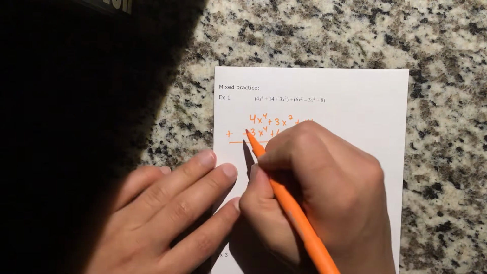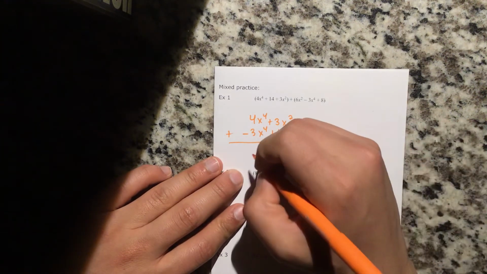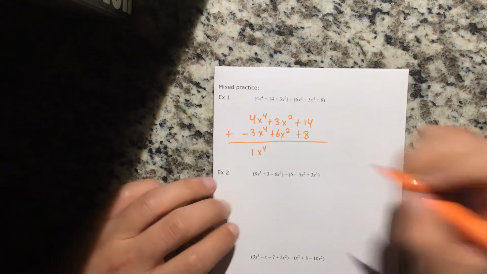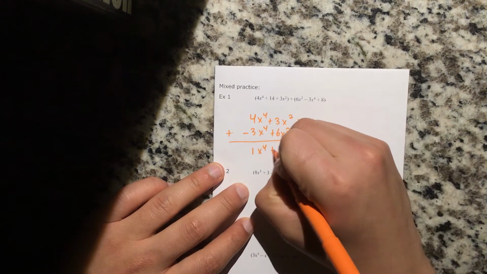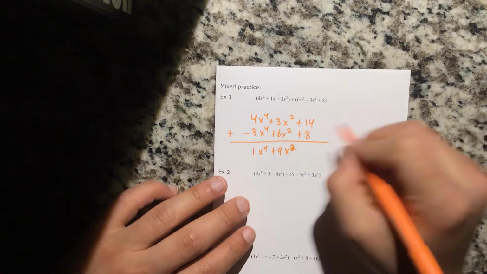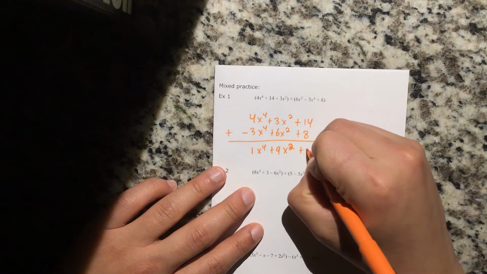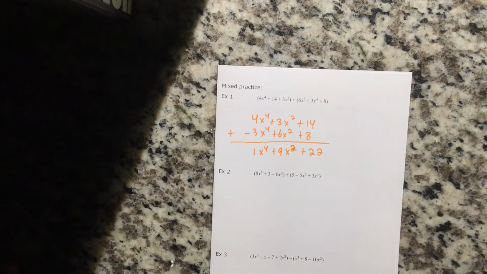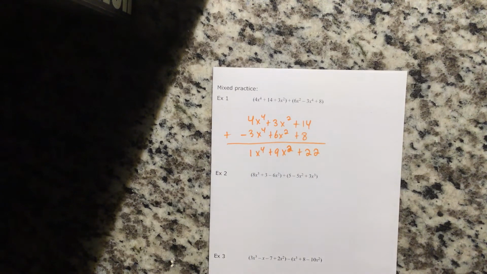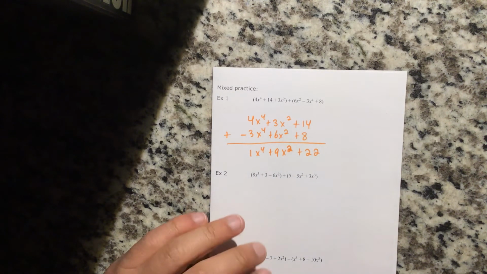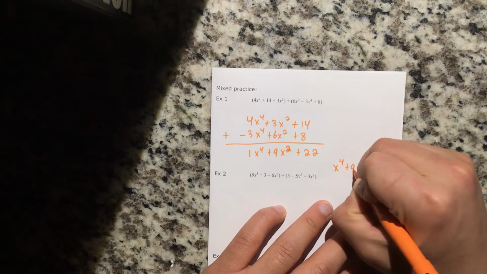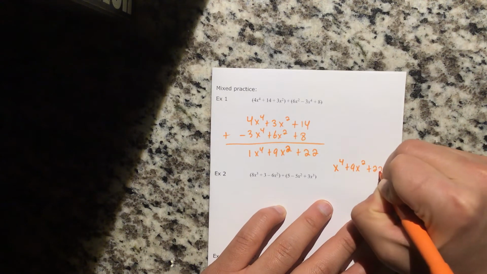Okay? So 4 plus negative 3, well, that gives me a 1x to the 4th. 3 plus 6, that gives me 9. Bring down the x squared. And then 14 plus 8, well, that gives me plus 22. Okay? So hopefully y'all know by now, right? I didn't need to put that 1 in the front, but if it kind of helps you, you can. But on tests and stuff, that will not be there. Okay, so my final answer I get is x to the 4th plus 9x squared plus 22.